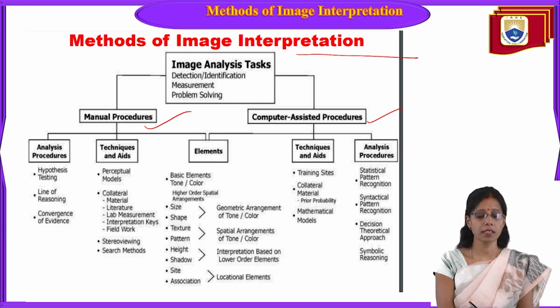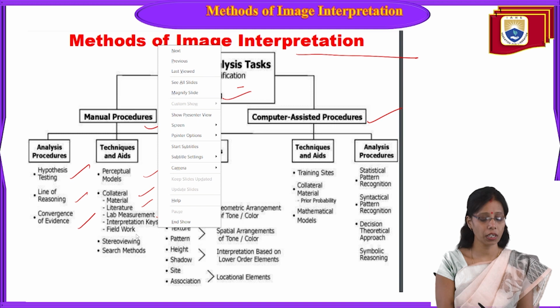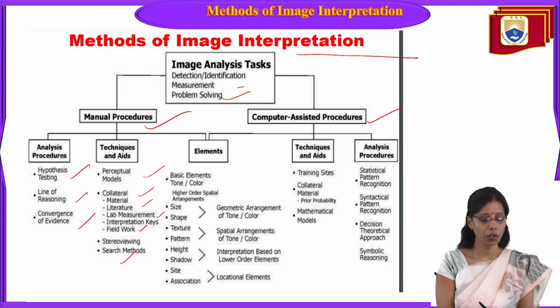So in image analysis, the tasks are detection, identification, measurement, and problem solving. Now we have manual procedures and analysis procedures, with techniques and aids. In the analysis procedures we have hypothesis testing, line of reasoning, converging evidence, perceptual models, collateral material, literature, lab measurements, interpretation keys, field work, stereo viewing, and searching methods. So these all come under the manual procedures.